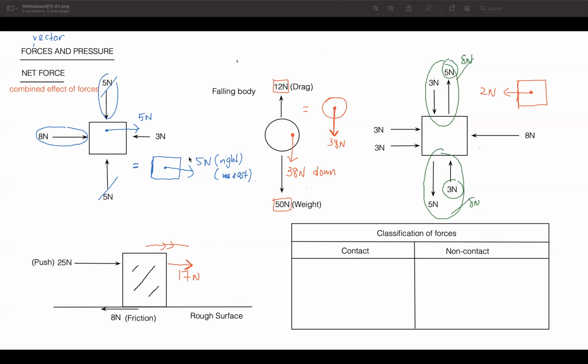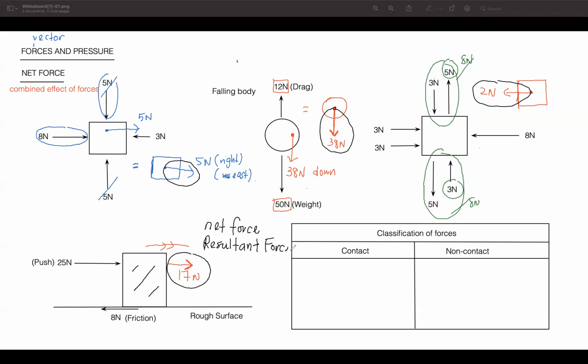What are all these forces? This one, 5 Newton, 38 Newton, 2 Newton, and 17 Newton. This single force, we call it the net, because it is the net result of all forces. Or in other terms, we can call it the resultant force. Net force and resultant force, they are the same thing, just different terms. Okay, same meaning, same thing.